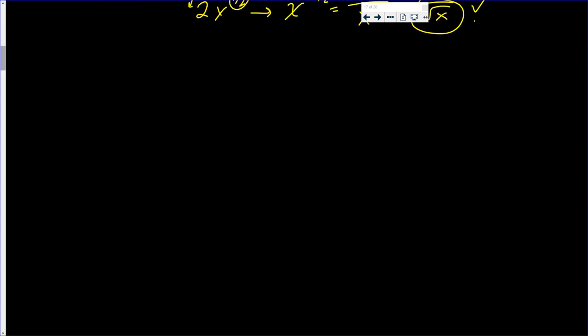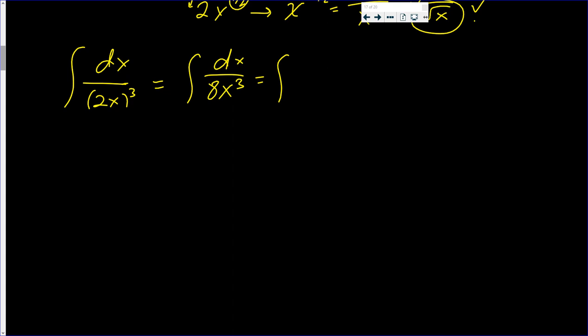Okay, a little bit of algebra. Suppose you have dx over 2x cubed. Well, this is equal to the integral of dx over 2 cubed times x cubed. So that's the integral of x to the -3 dx over 8. So there's the over 8. Add 1 to that power, get -2, and then divide by that new power.